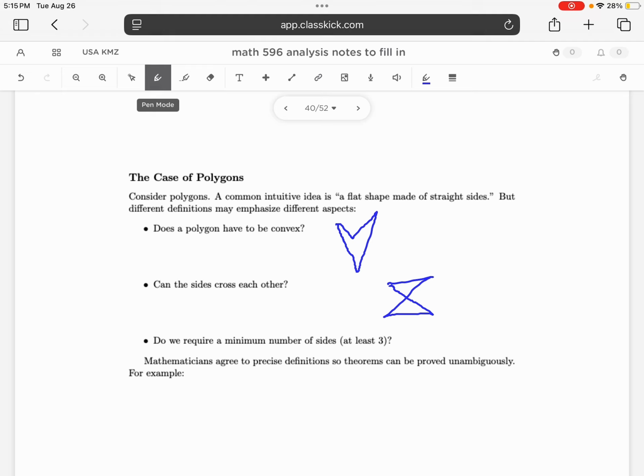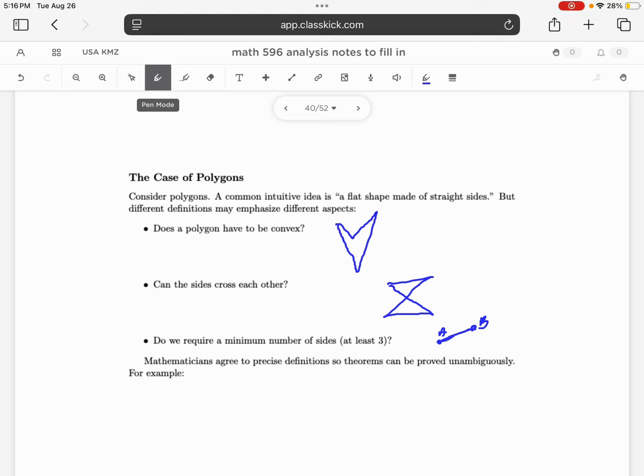And do we require a minimum number of sides? Do you have to have at least 3, or could you say, if I go from A to B back to A again, well, it's certainly flat and it's made out of straight lines. Does that make it a polygon? So we want to be careful. We want to make sure we're more precise in order to rule out anything that we don't want to have there. So we agree to precise definitions so that theorems can be proved unambiguously.